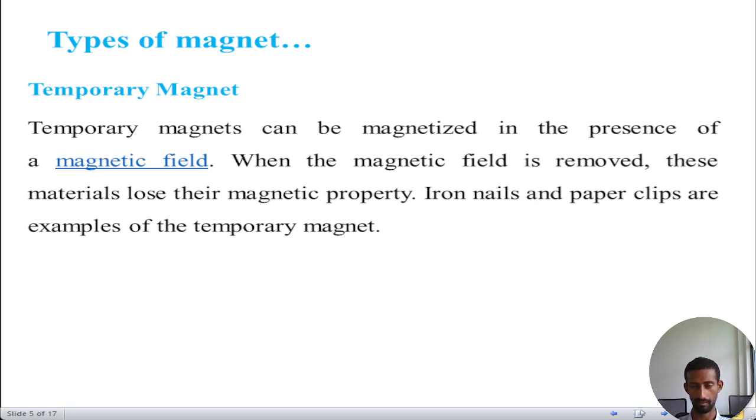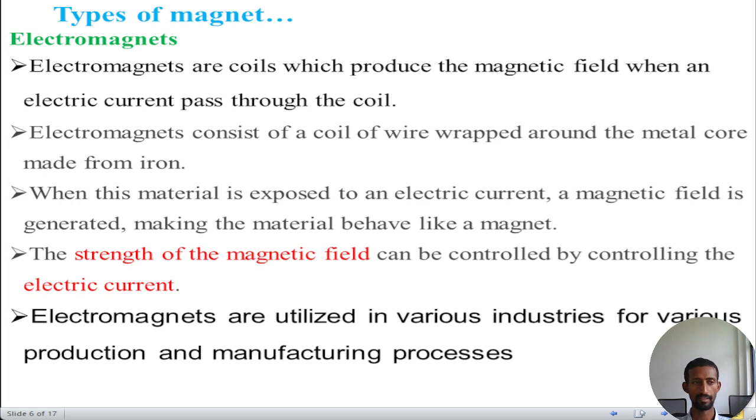What about the temporary magnet? A temporary magnet can be magnetized in the presence of a magnetic field. When the magnetic field is removed, the materials lose their magnetic property. They will lose their magnetic property if we remove the source of their magnetic nature, that is, the magnetic field. Iron nails and paper clips are examples of temporary magnets.